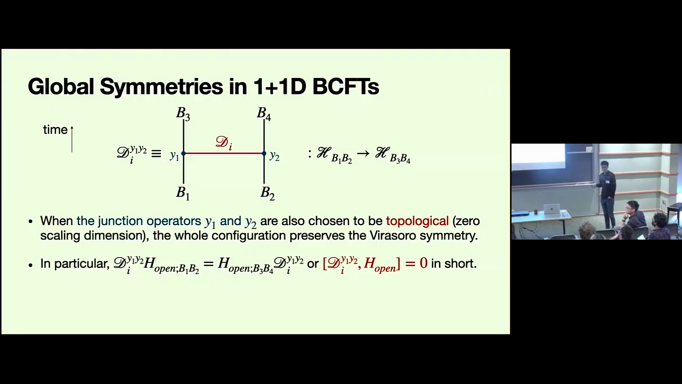To be more precise, there might be a subtlety that in general, when you act by such an operator, these conformal boundary conditions B1, B2 may also change. And in general, this operator will map your H_{B1,B2} interval Hilbert space to some different interval Hilbert space H_{B3,B4}. And since everything is topological, this operator intertwines with the two Hamiltonians, or you can think of it as it commutes with the open string Hamiltonian and defines the symmetry of the system.